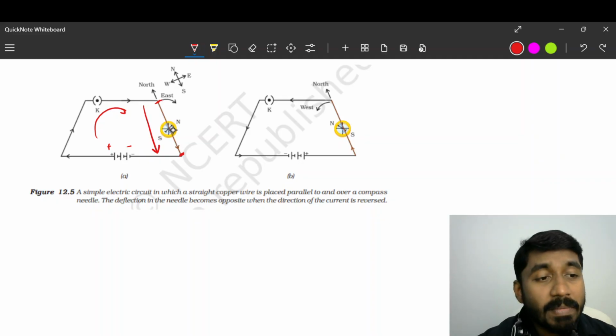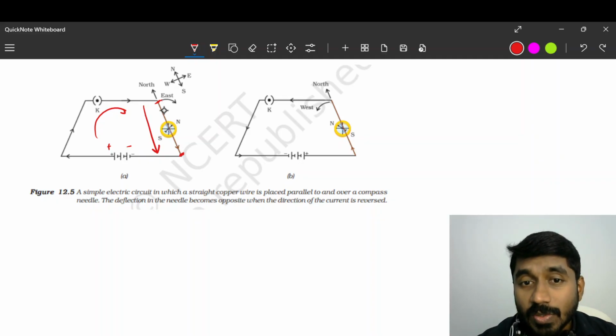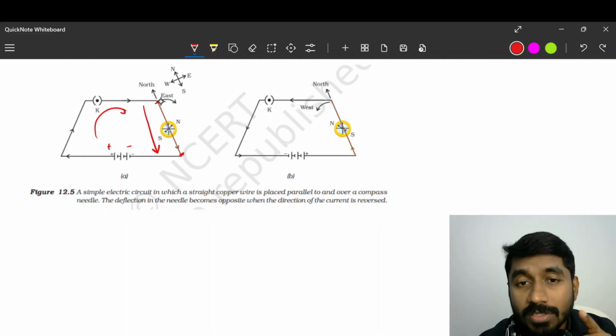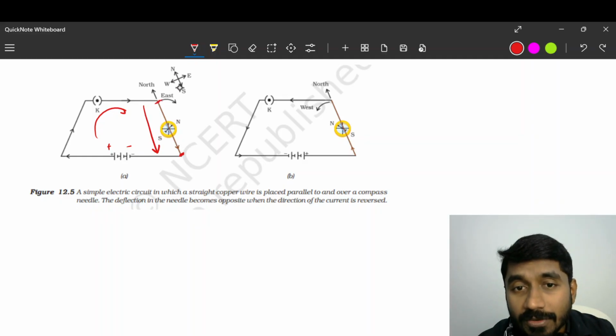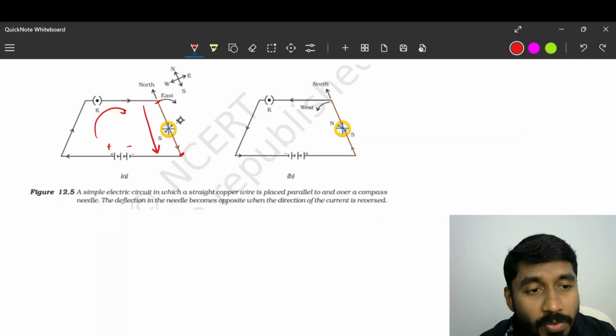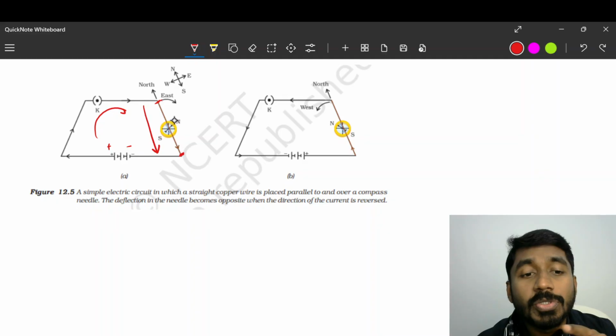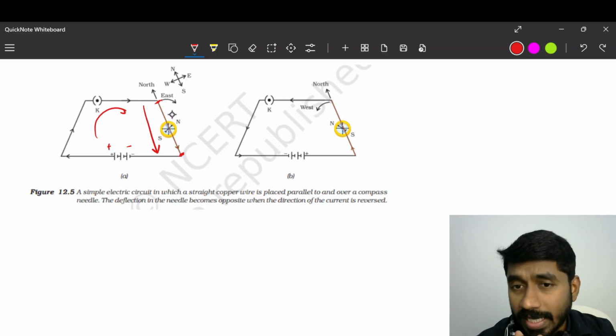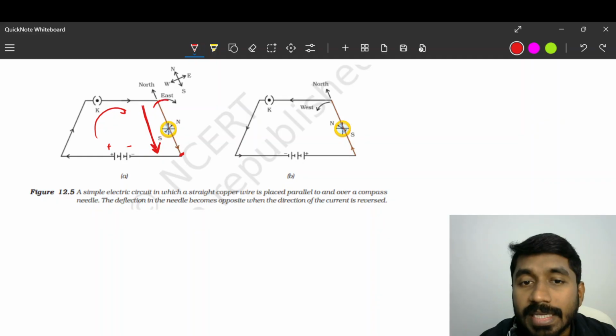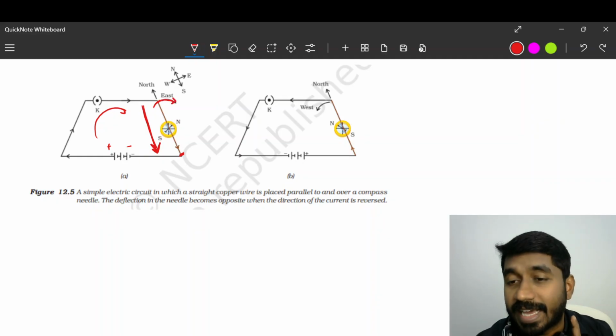I am placing a magnetic needle. So here the current flows from north to south pole. For example, the current is moving from north to south pole. The compass needle moves towards east. Okay, so let's take the first condition. The current is moving from north to east. I found that the compass needle is moving in the east direction.